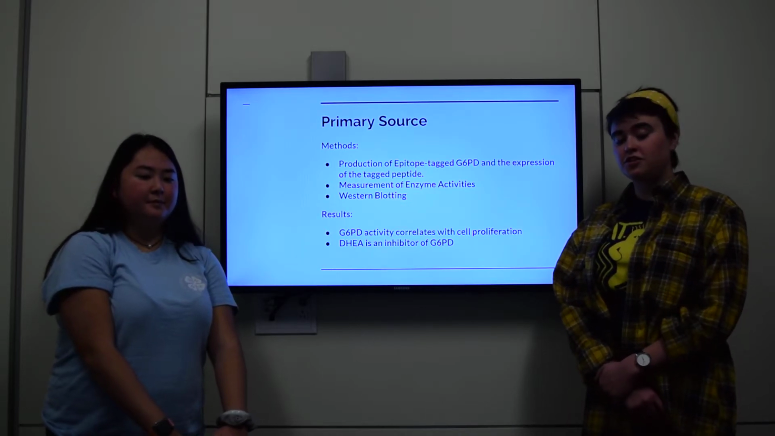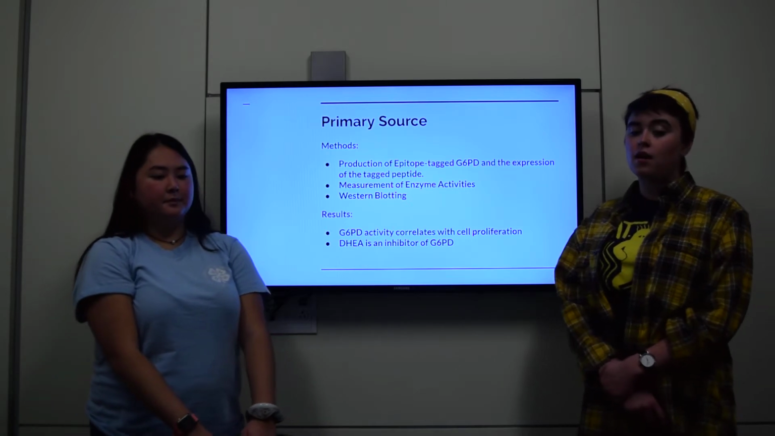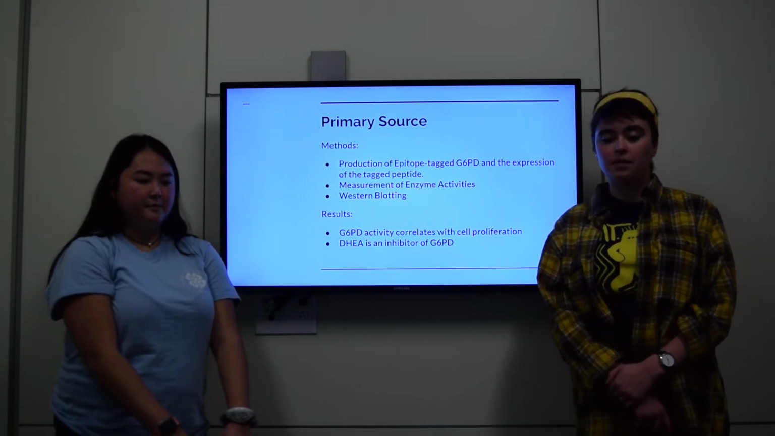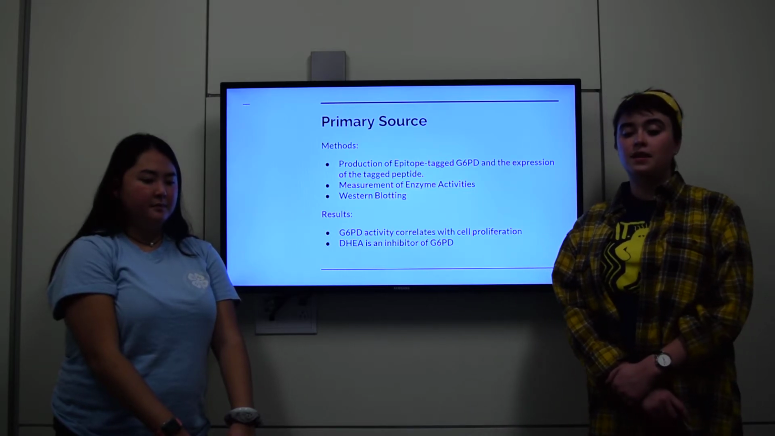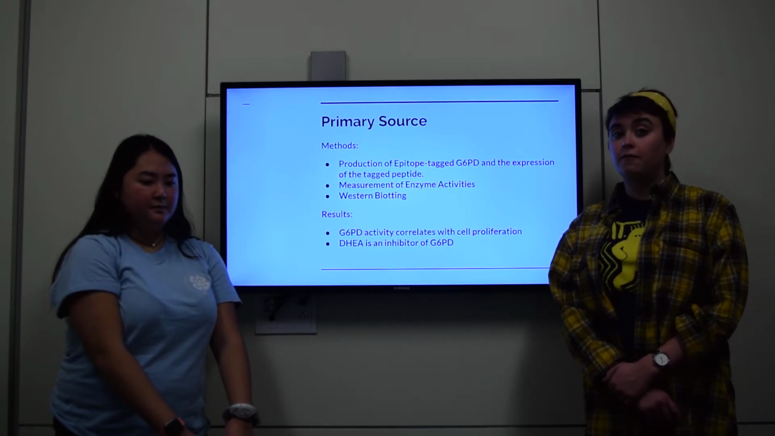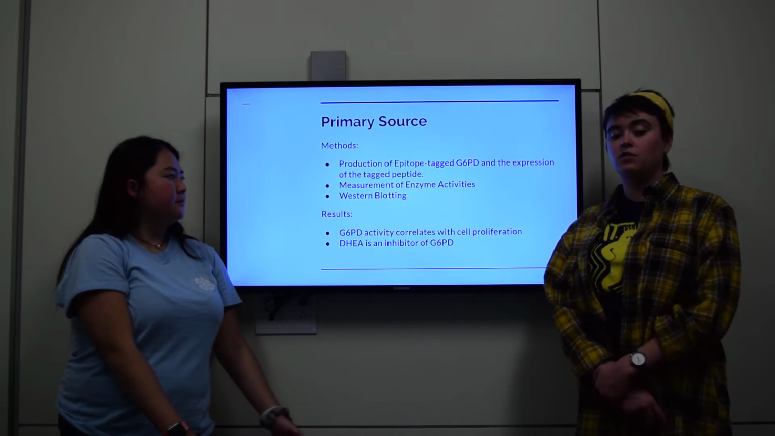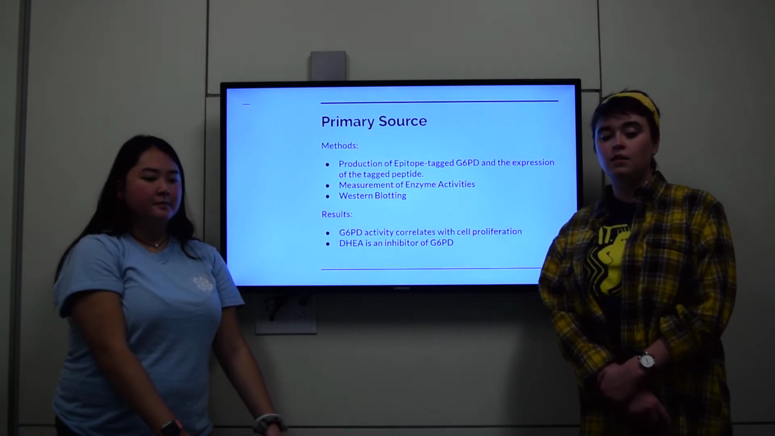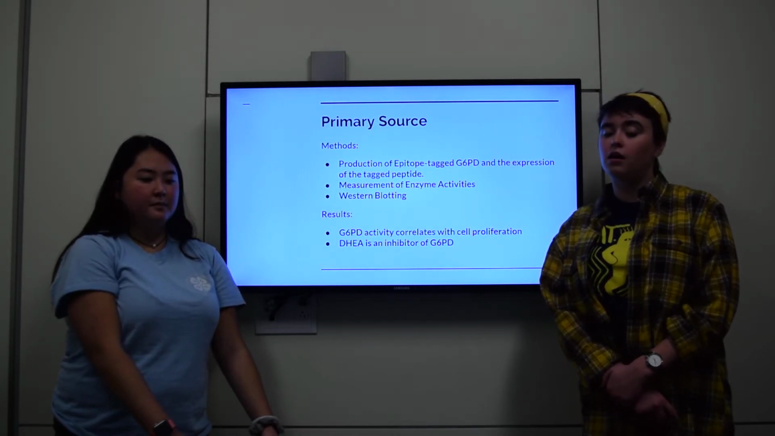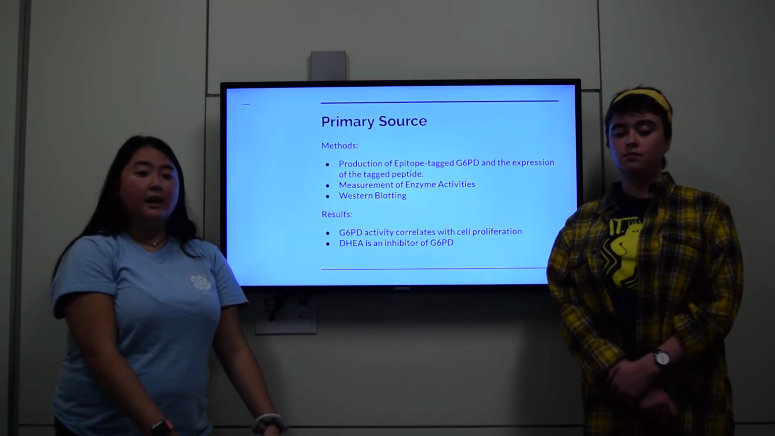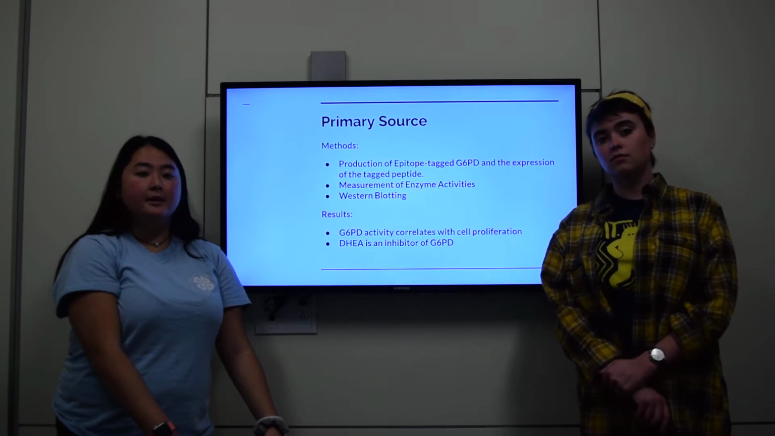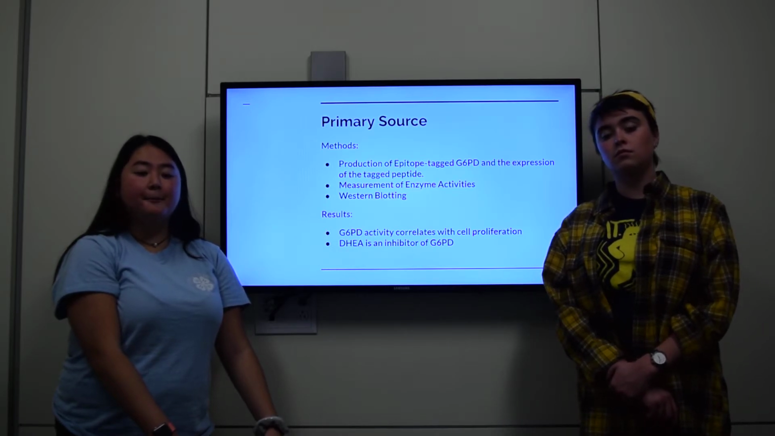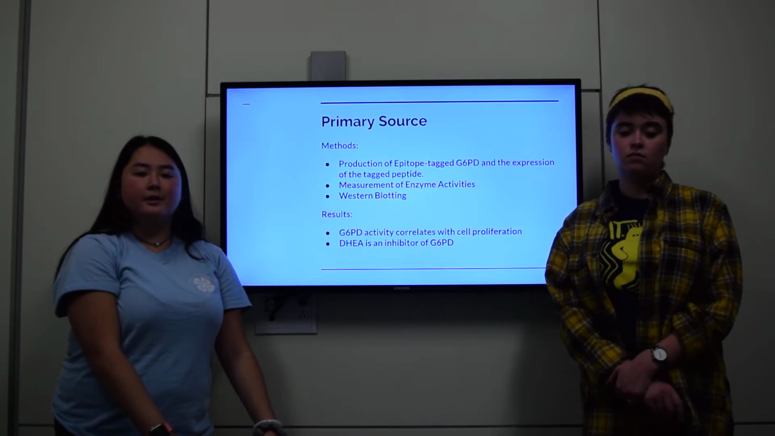G6PD expression was measured by tagging the enzyme with an octopeptide sequence called FLAG. The expression was confirmed using Western blotting and by measuring the enzyme activity in cell lysates. The efficiency of G6PD-FLAG expression was measured using immunofluorescence staining with a monoclonal antibody. Enzyme activity was determined by measuring the conversion from NADP+ to NADPH using fluorescence at 341 nanometers.